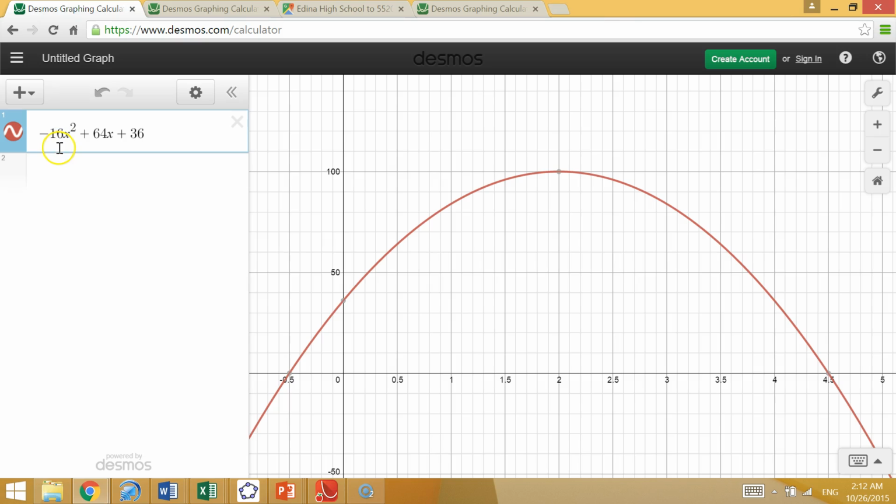So we have this negative 16x squared, and that's why it's down like a frown, because we have a negative value to start with. And that maximum should happen at 2, 100, which is exactly where it is. We found that by doing the equation with the vertex. And then over here's what we want. We want to know when it hits the ground. Looks like it hits the ground right at 4.5 seconds.